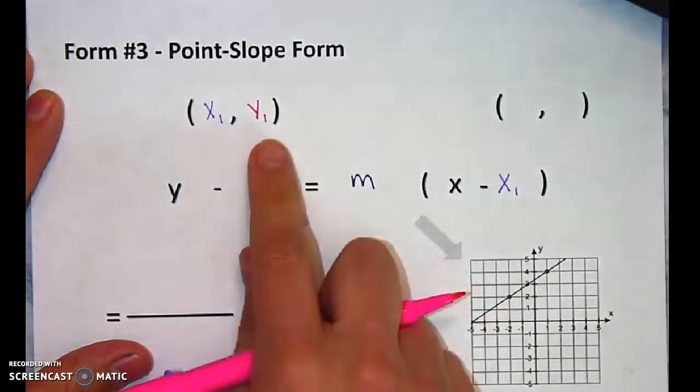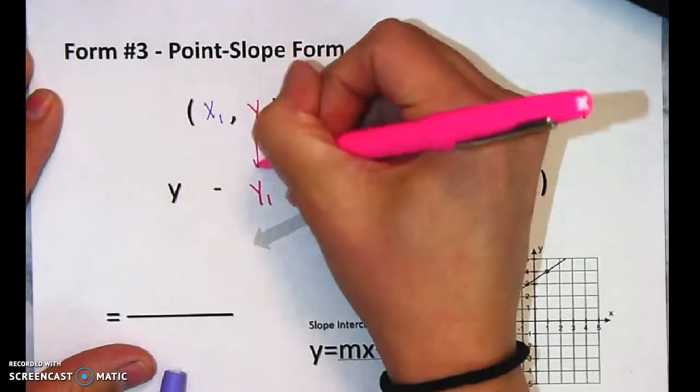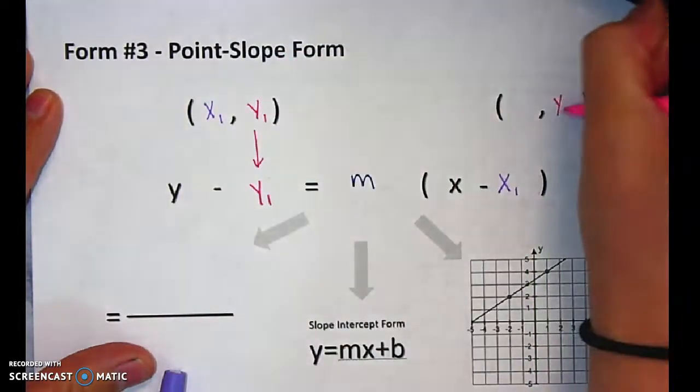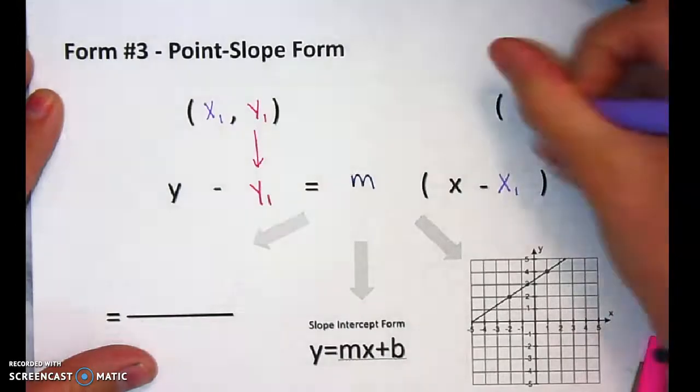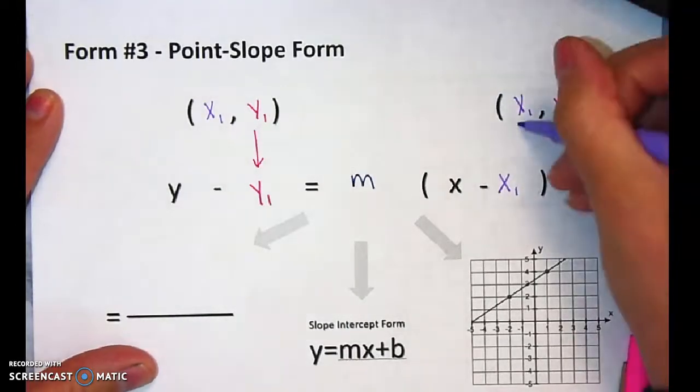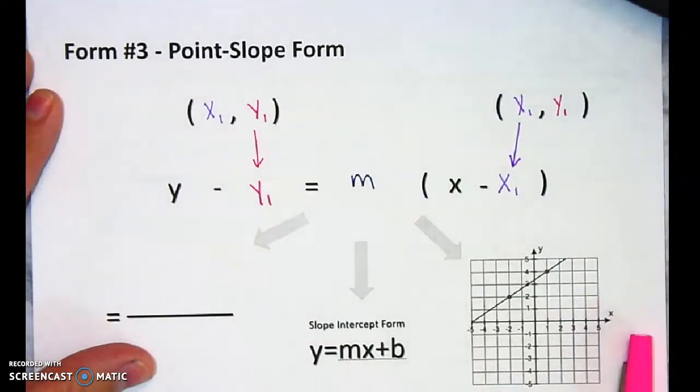The number on the far right will end up going to our point right here. And we're just going to rewrite this again so you can see where this is coming from. The number on the left, which is your x, will be the point that goes right there.